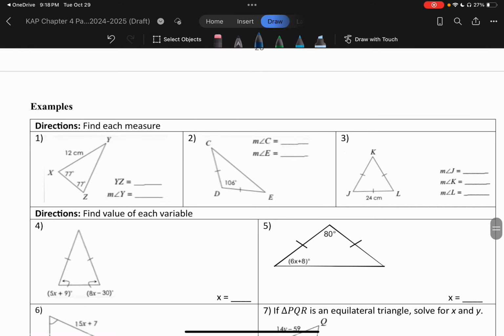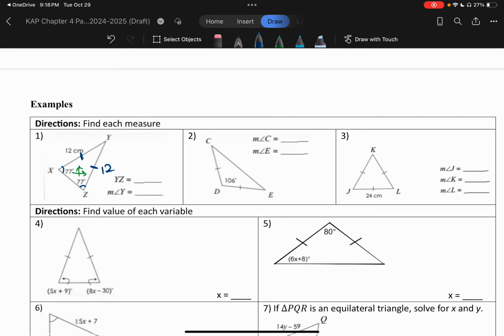Example 1 says find them each measure. So if I want to find each measure, it says find YZ. Okay, well this is using the converse of the isosceles triangle theorem, right? Here I see that these base angles are congruent, so that means that the sides that are across from them must also be congruent. So this side must be congruent to this side, meaning that YZ here must be 12. Okay, so YZ here is 12. And if we want to put the units here, this would be 12 centimeters.